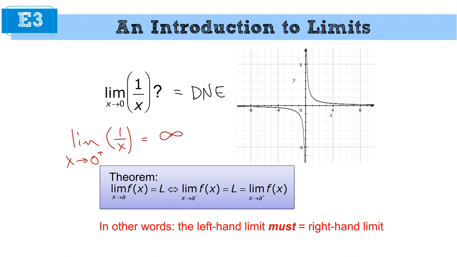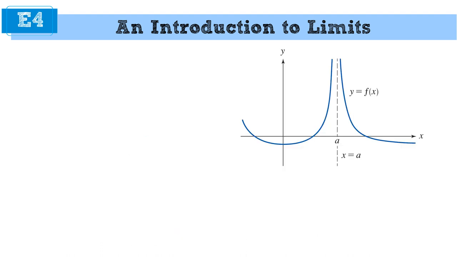We're usually going to use this idea when we're approaching weird parts of graphs, either piecewise functions. I have an example of one in a second. Okay, so let's move on, and maybe this will help clarify. Okay, this guy. The blue is my function. I've got an asymptote at a.